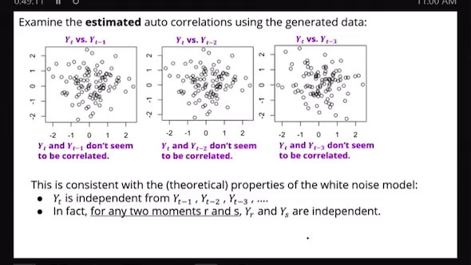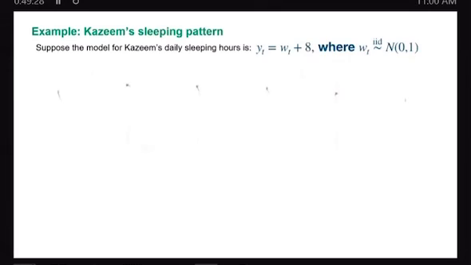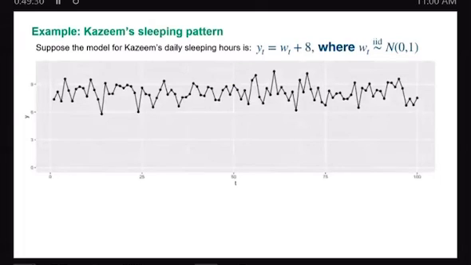Does that make sense? Okay, let me show you the last example before I go. This is the last page. Let's say, for instance, suppose the model for my daily sleeping hours is this. I said the model is a white noise. If the model is a white noise, you know the meaning? You cannot predict my sleeping hours. That is the meaning. So Yt equals Wt plus a.